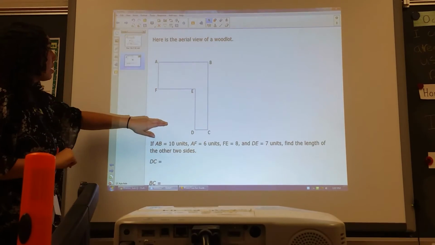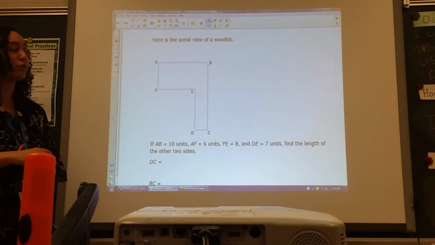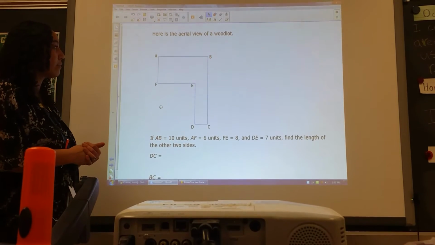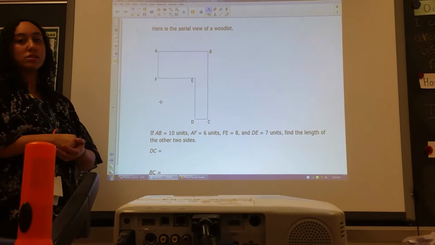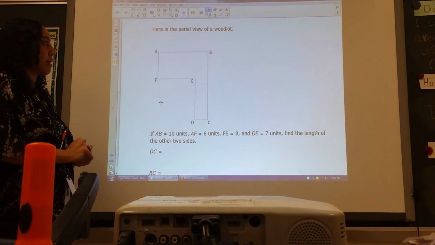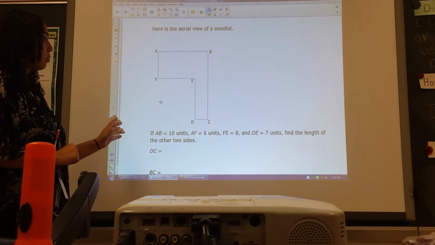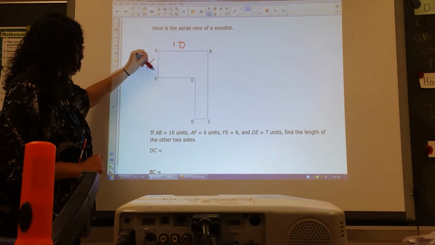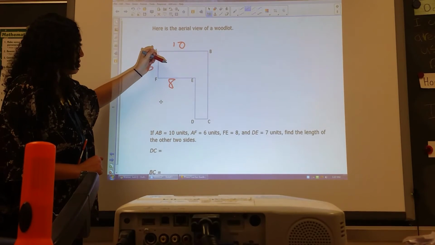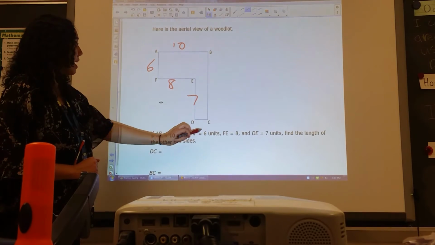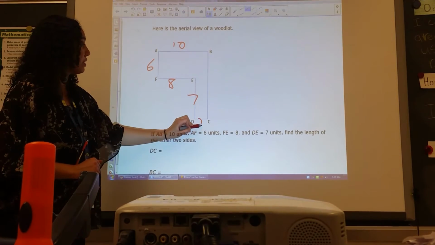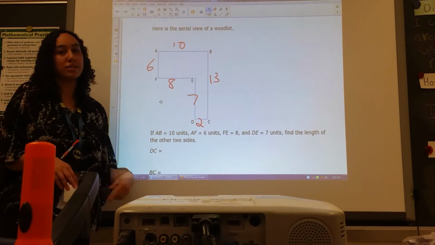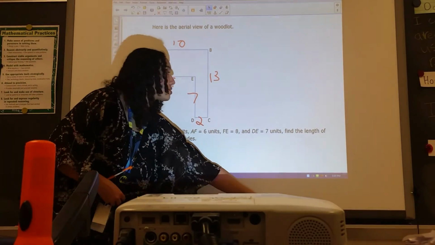If we look at a composed shape, and a composed shape is just multiple shapes combined into one. So here we have 2 rectangles. Students can break this up into the way that makes sense to them. So if the lengths are given, here it says AB is 10, this is 6, 8, 7, and students had to find these two. We found that this one was 2 and this one was 13. There's 2 ways they could break this up for it to make sense.